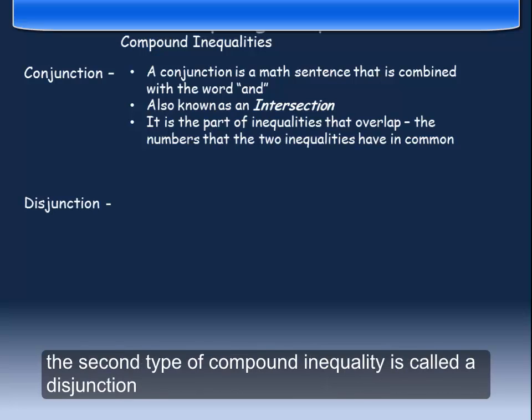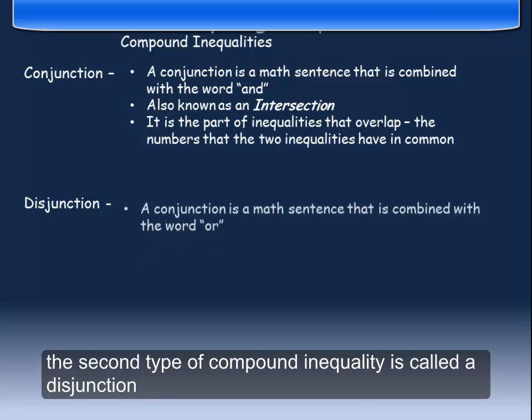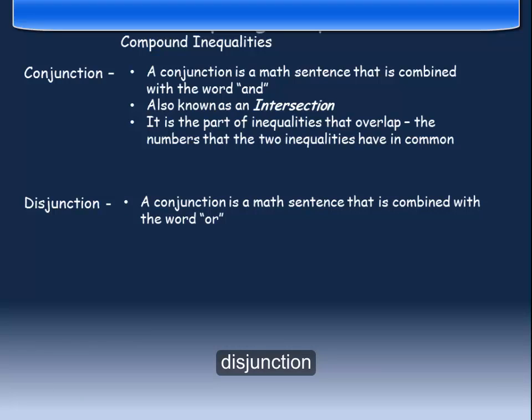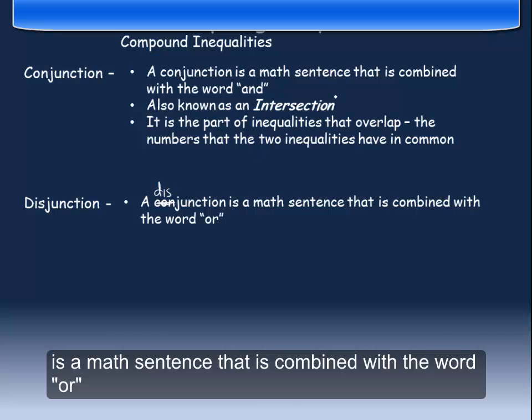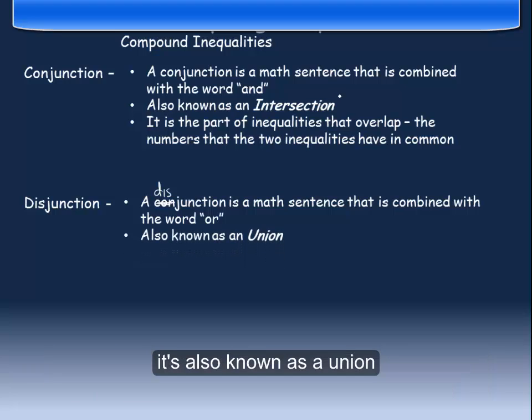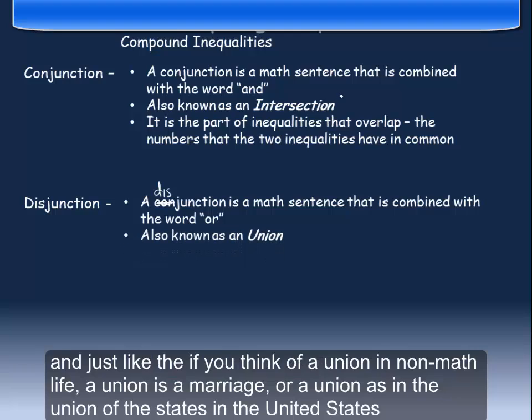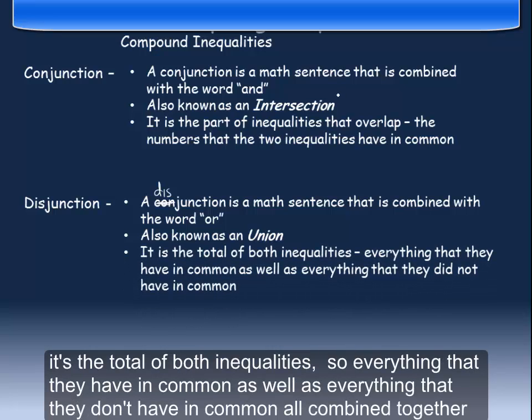The second type of compound inequality is called a disjunction. A disjunction is a math sentence that is combined with the word or. It's also known as a union. And just like if you think of a union in non-math life, a union is a marriage, or a union as in the union of the states in the United States. It's the total of both inequalities. So everything that they have in common as well as everything that they don't have in common, all combined together.